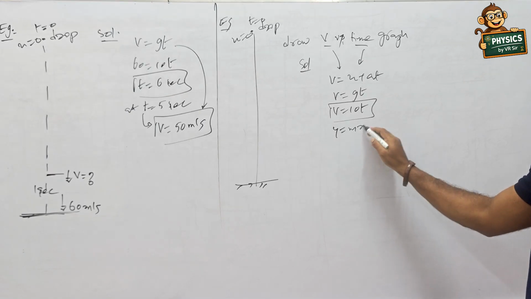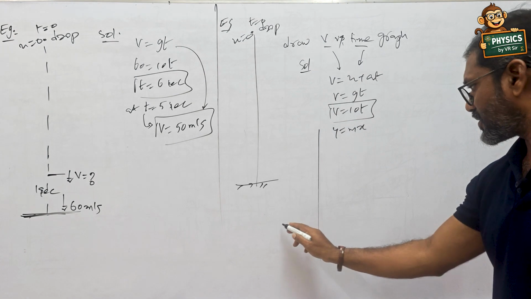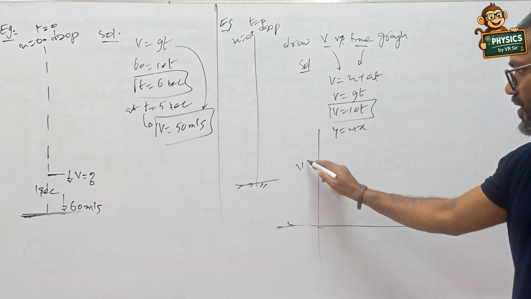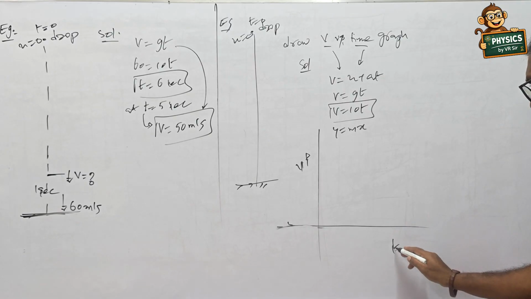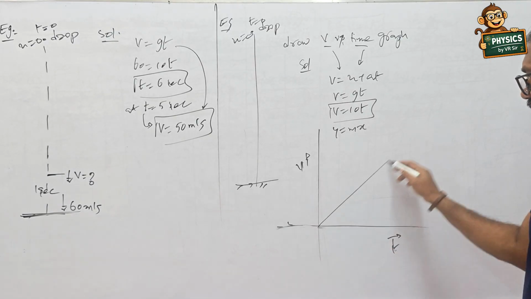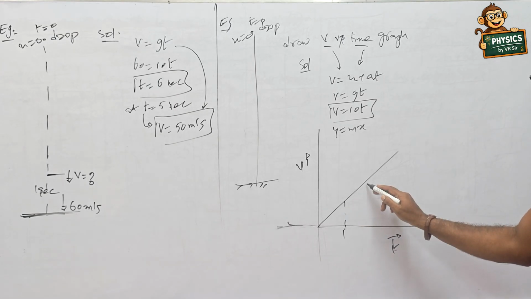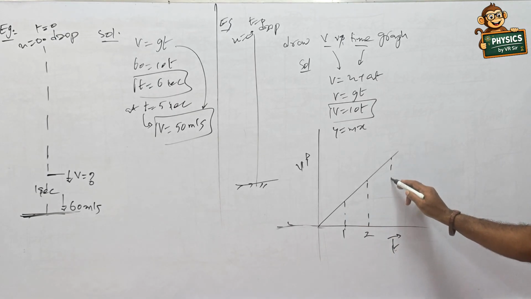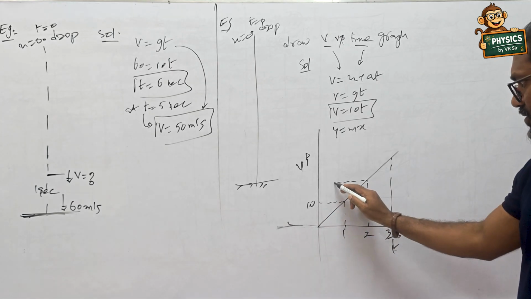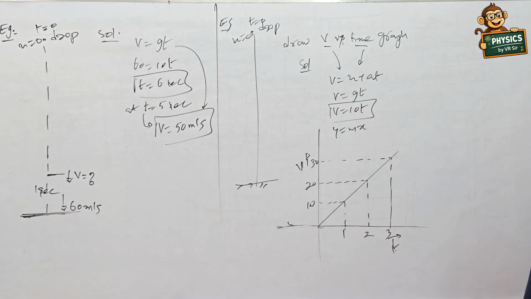Now look here. This is y is equal to mx form. Now how do you draw this graph? Let's take this as the x-axis, and this I am taking as v, and this is t. Now how will the graph be? This graph appears like this, a straight line. How? At t equal to 1, at t equal to 2, at t equal to 3, this velocity is equal to 10, this velocity is equal to 20, this velocity is equal to 30, and so on.